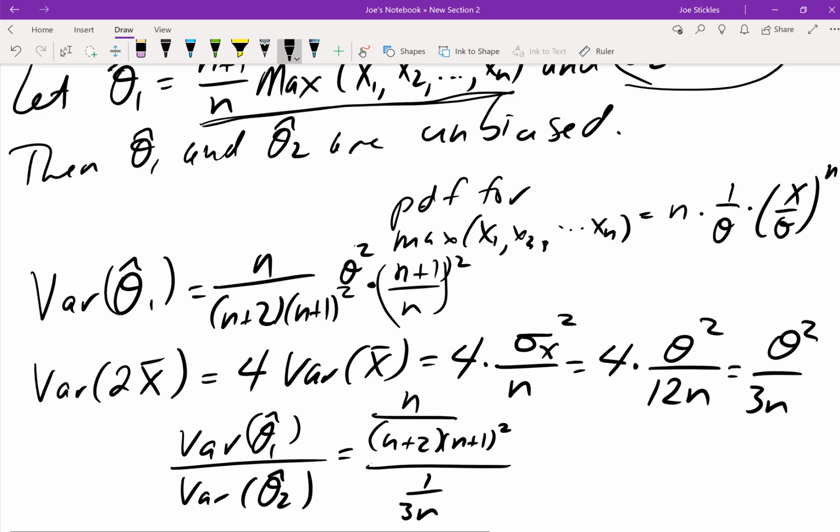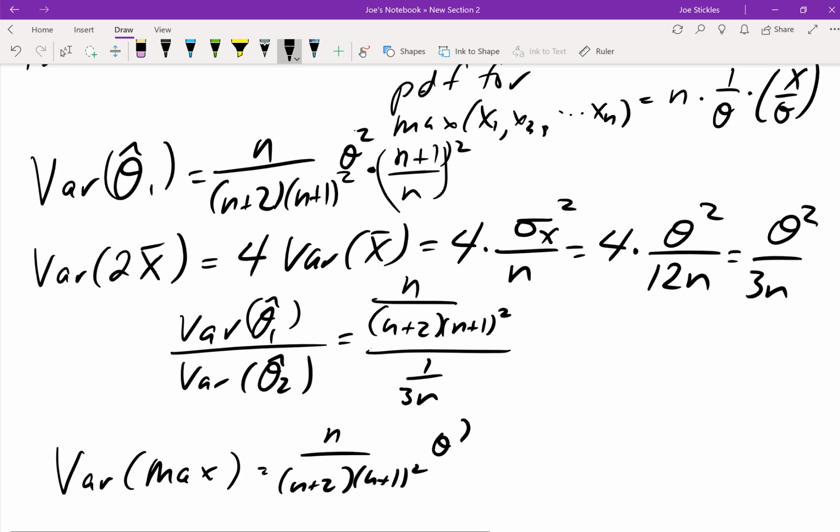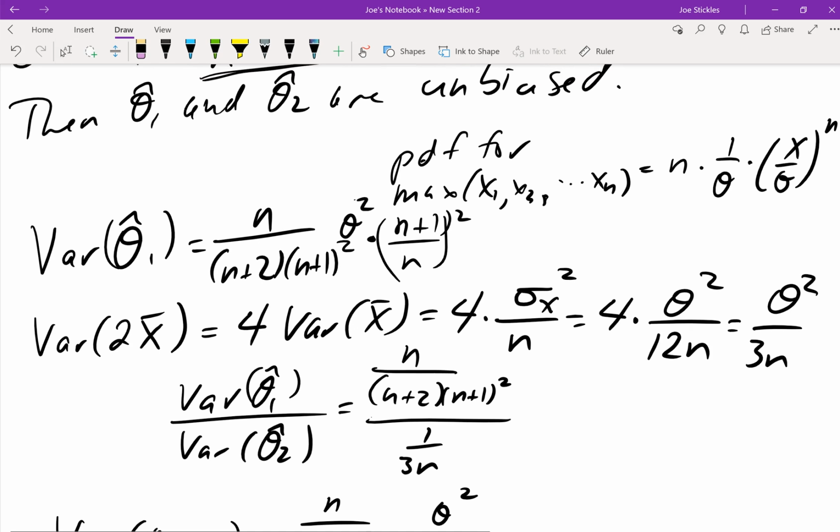Why is it squared? Because this value here is the variance of the maximum. The variance of the maximum is that first part. But the n plus 1 over n, you just pulled out. What we were doing was the n plus 1 over n times the max. So when we pull it out, it becomes squared. Okay. Sorry about that. I forgot about that part.